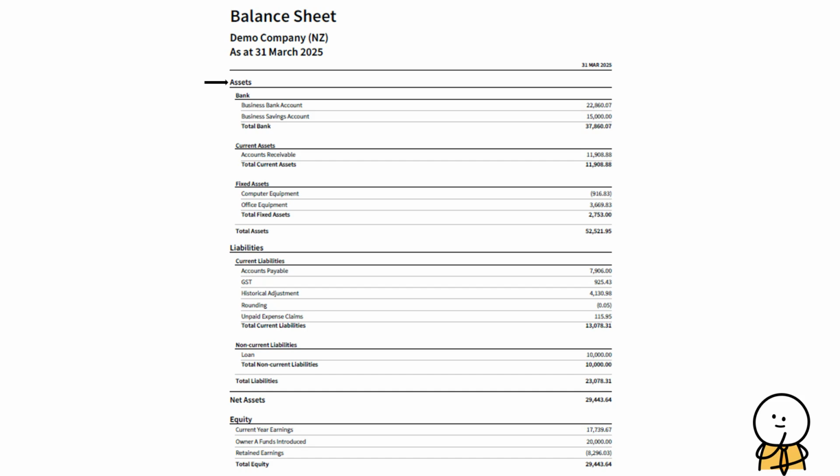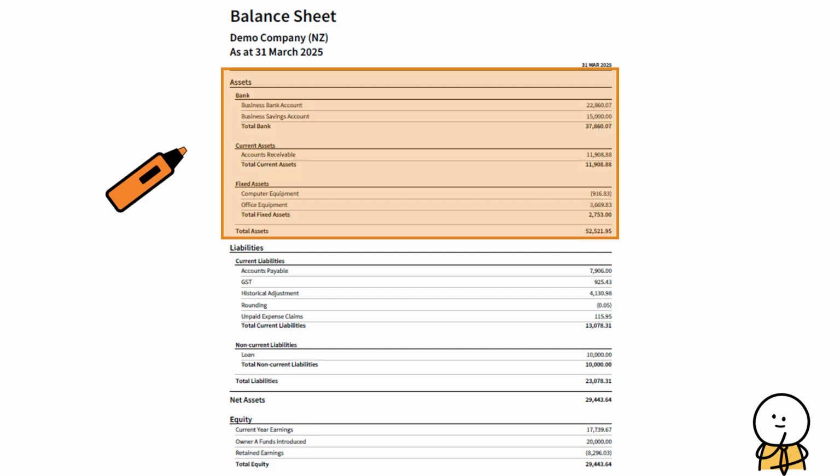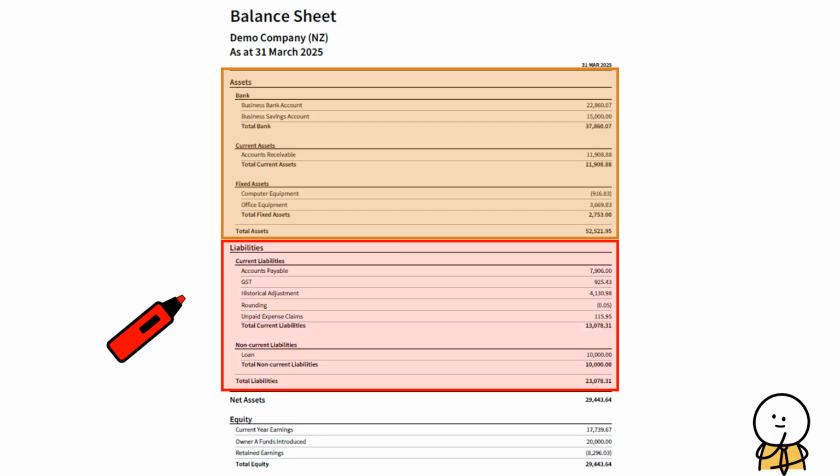So we'll start out with the assets here. We take the asset heading down to total assets. We take our orange highlighter as discussed in the previous video, and we'll highlight all of our assets orange. Then we look at our liabilities, take the liabilities heading all the way down to total liabilities, get our red highlighter out. We can highlight all of our liabilities in red.